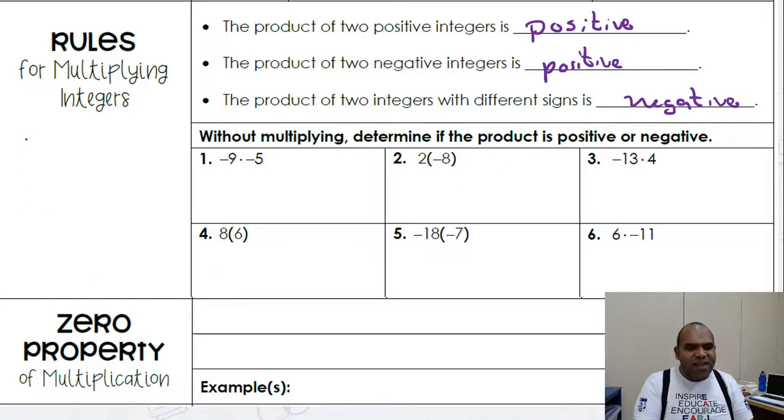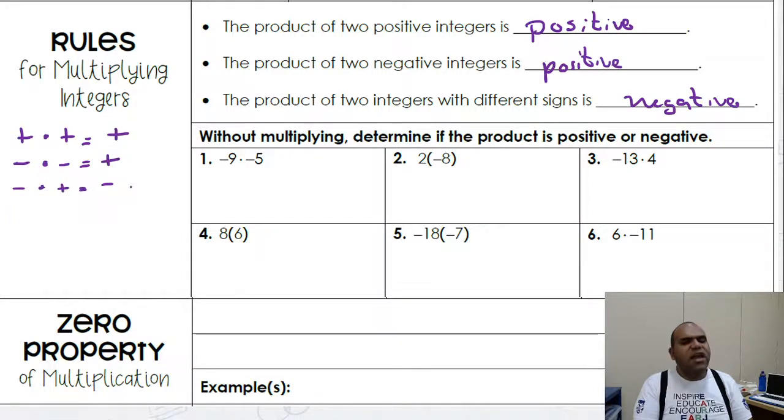Attention here. Positive times positive equals a positive result. Negative times a negative number is a positive. Negative times a positive is a negative result. And this one, positive times a negative, equals negative.